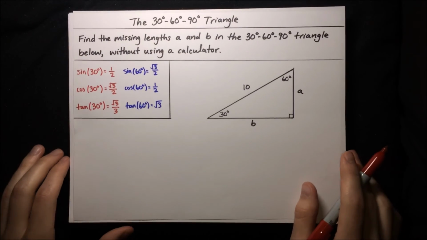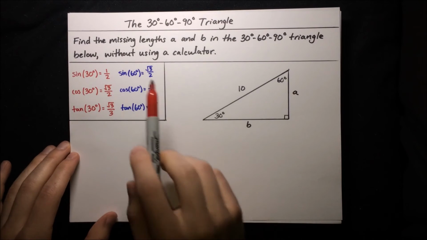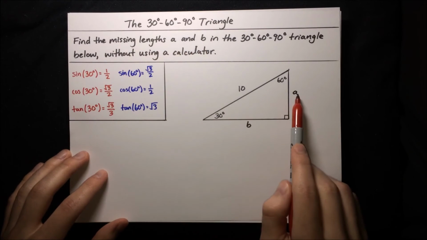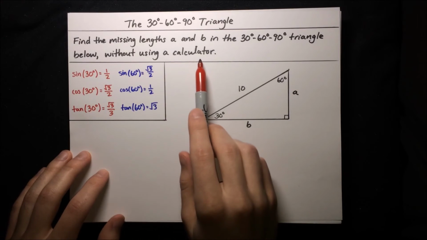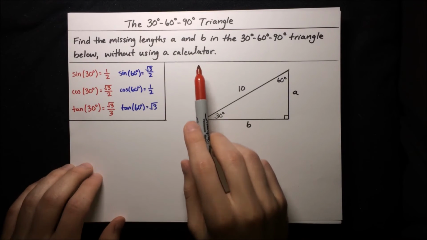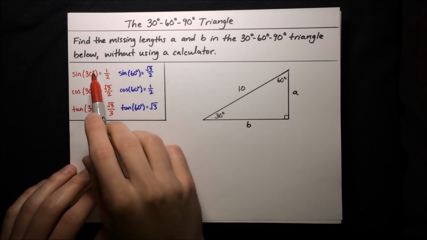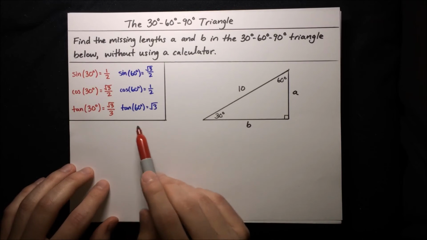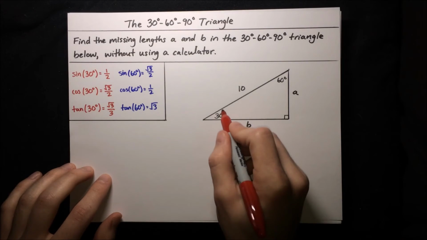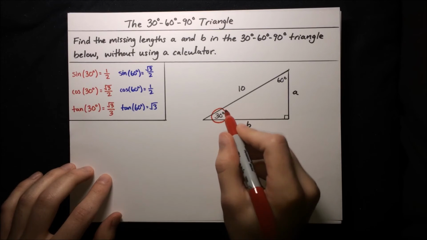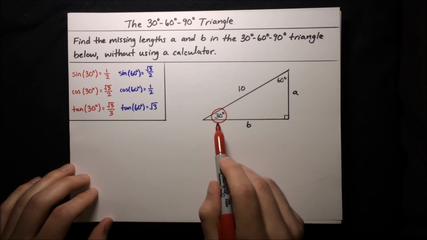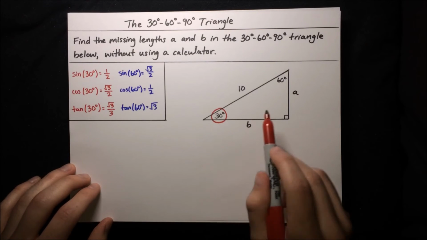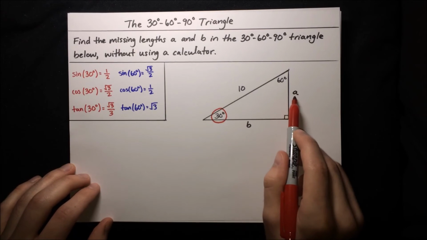All right, here is another example. We want to find the missing lengths A and B in this 30, 60, 90 triangle below without using a calculator. Okay, so let's see if we can use our trig functions to help us here. Why don't we focus on this 30-degree angle? Okay, so can we use some trig functions at 30 degrees to set up some equations that we can solve for A and B? Why don't we focus on A first?